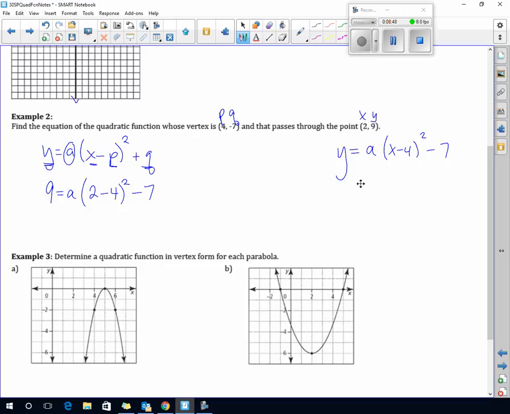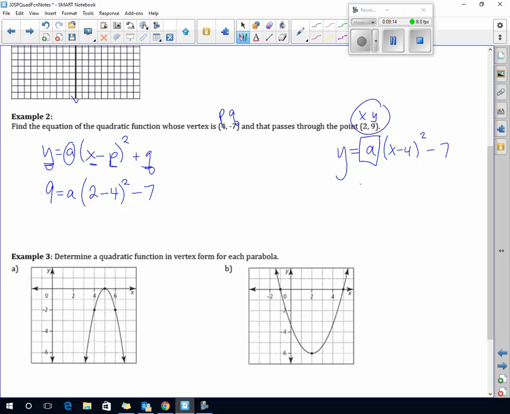So what would I do first here? Well, you could, but don't you want to simplify this stuff? So what's 2 minus 4? What's -2, the whole thing squared? 4. So 9 equals 4a subtract 7. Look familiar? Grade 9 probably did algebra like that, right?